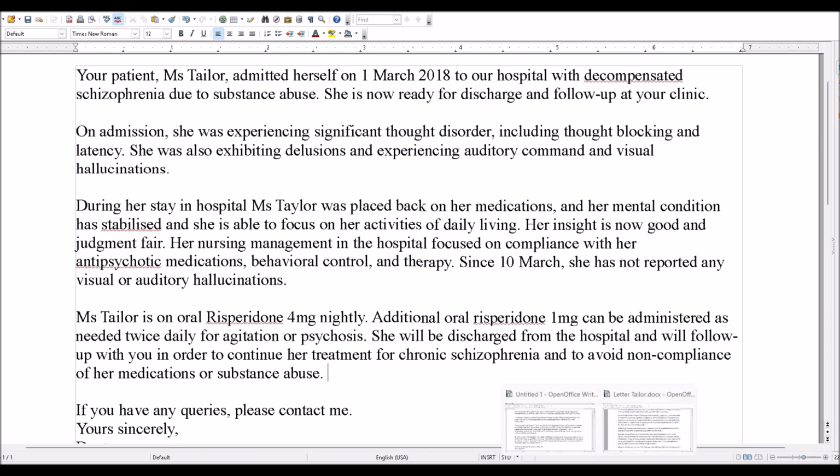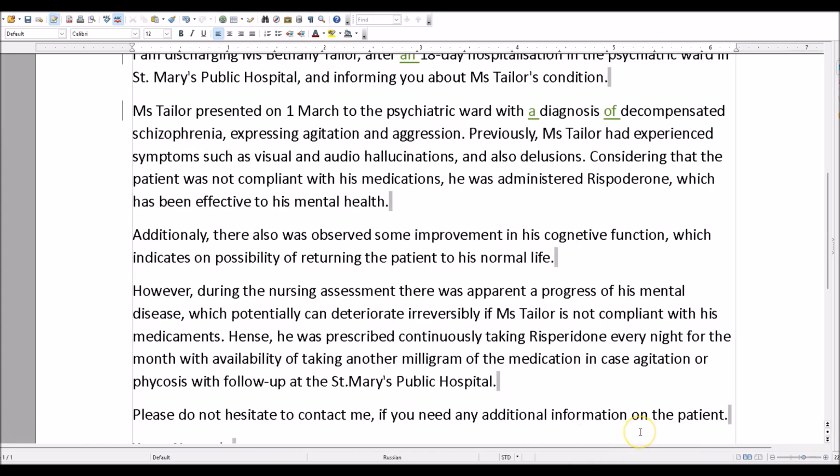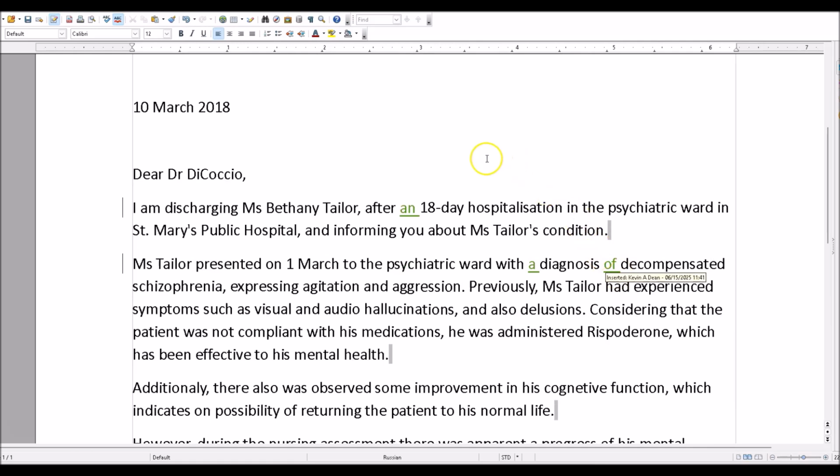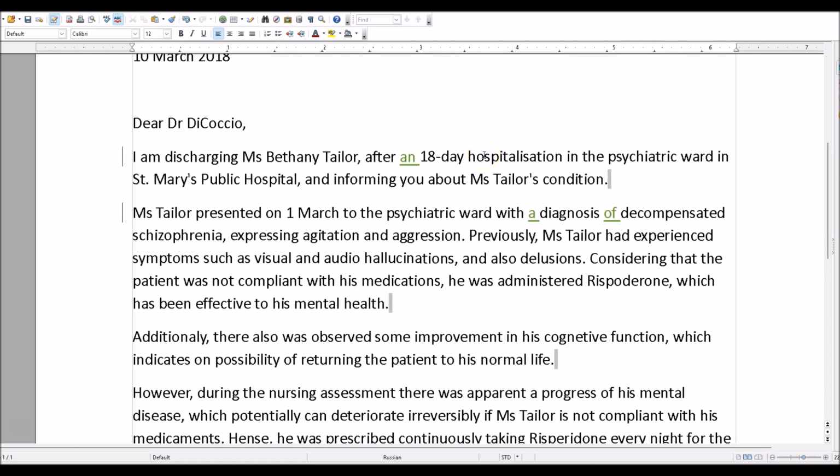Now we have a letter here. There's quite a few things here. Let's take a look at it. Discharging Miss Taylor, 18-day hospital psych ward, inform you about her condition. You don't need that. You can just use a preposition.